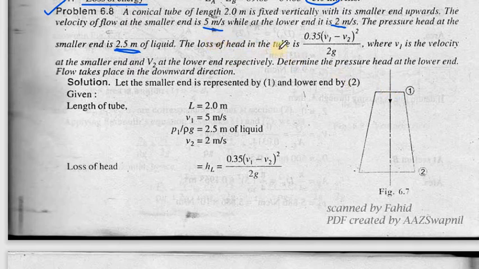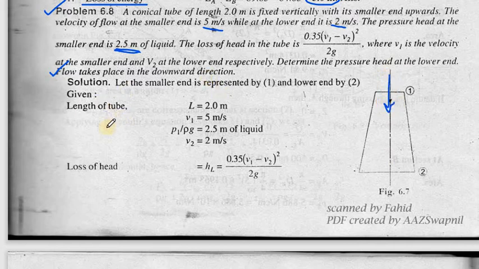The loss of head in the tube has been given by the equation 0.35 (V1 minus V2) the whole square by 2g, where V1 is the velocity at the smaller end, V2 is the velocity at the lower end respectively. Determine the pressure head at the lower end. We need to calculate the pressure head at the lower end. Take flow to take place in the downward direction. So flow is happening in this direction from top to bottom.